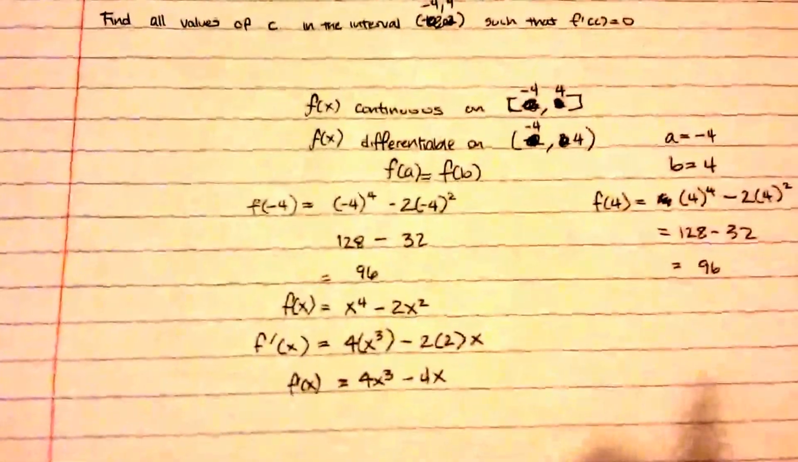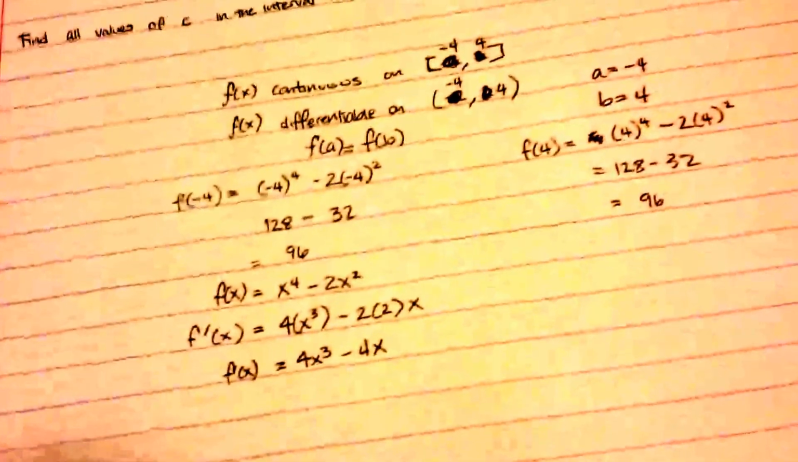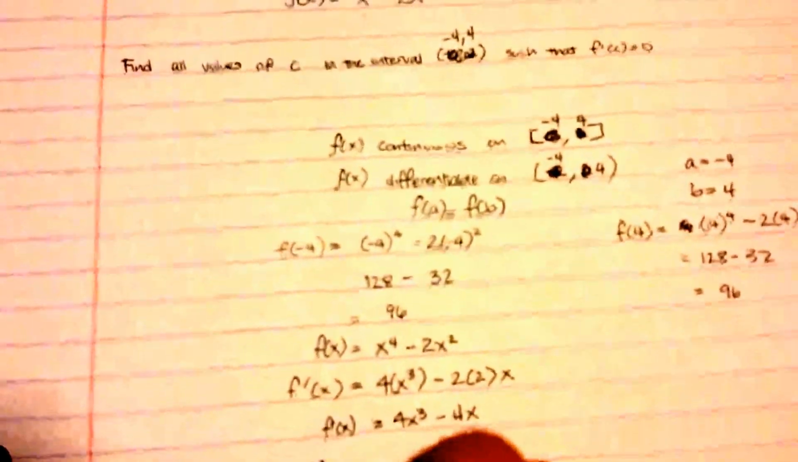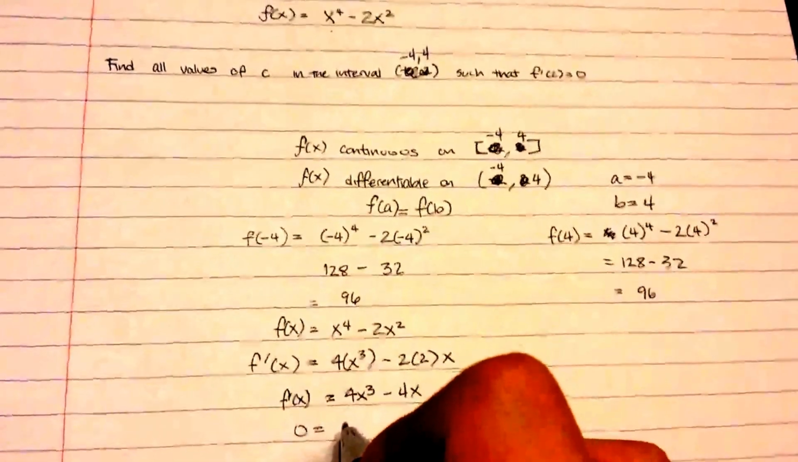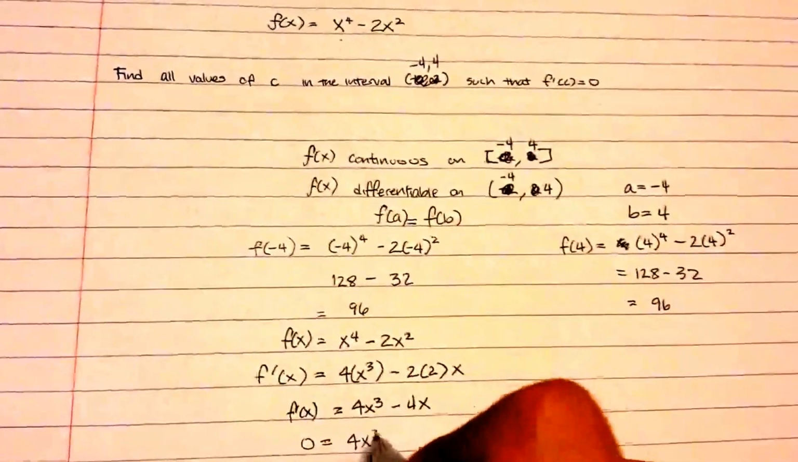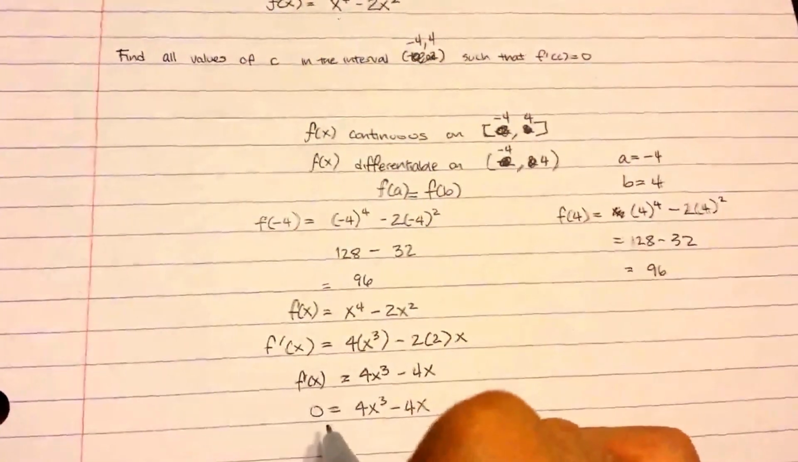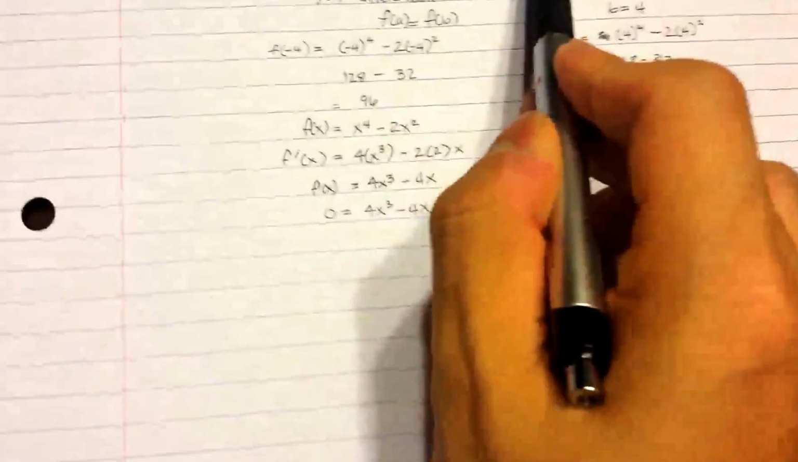Now we're just trying to find the values of c in the interval so that f prime of c is equal to 0. So now that we know what f prime of x is, and we want to find f prime of c, we can set this equal to 0, and make this x, okay, like that. So we just set f prime of x equal to 0 because we want to find this point right here.